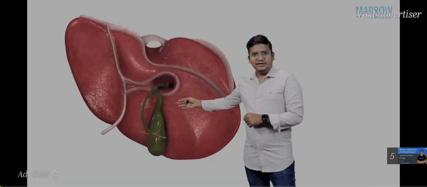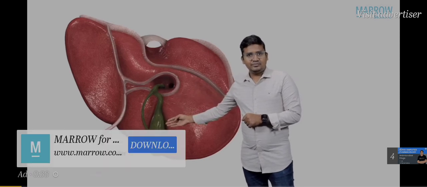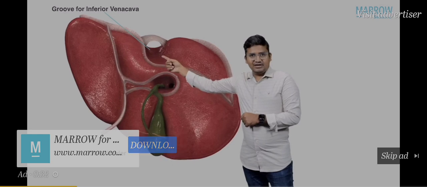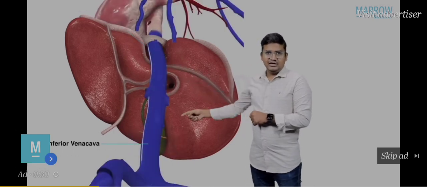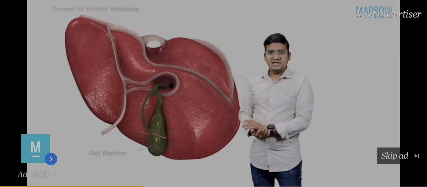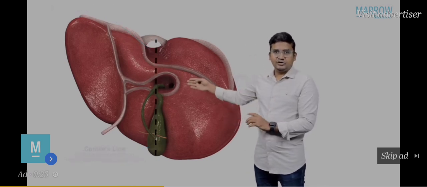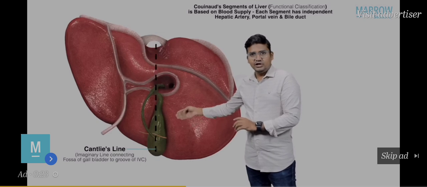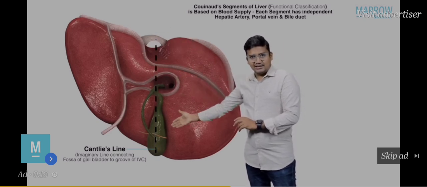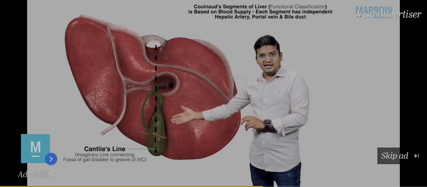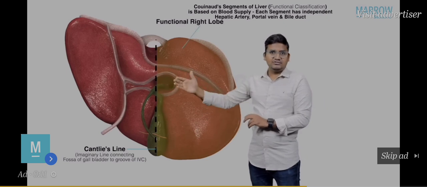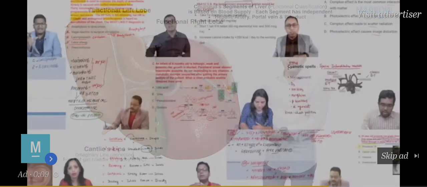We are seeing the gallbladder here. Now here, that is the groove for the inferior vena cava. The inferior vena cava is here, below the gallbladder. Now we're going to draw one imaginary line connecting the fossa of the gallbladder to the groove of the IVC. If you connect one line, that is Cantlie's line, dividing the liver into the functional right lobe and the functional left lobe.